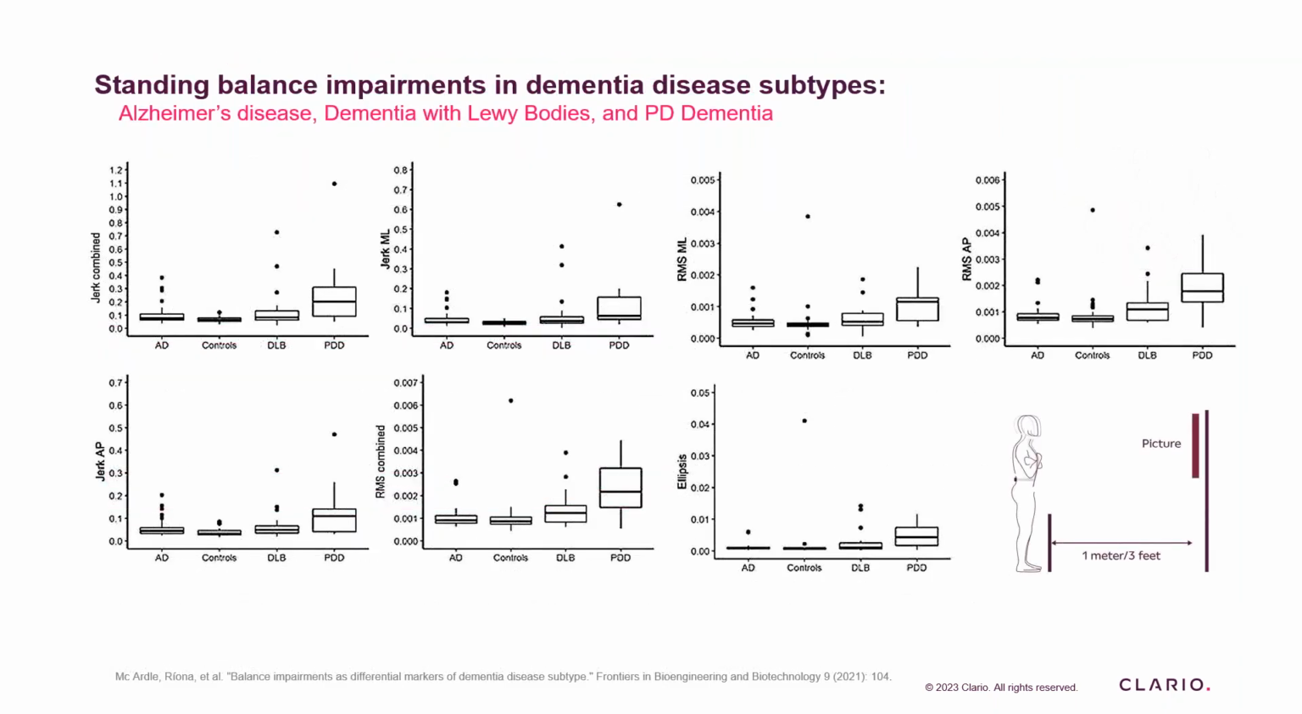So with those participants, as far as balance goes, we actually don't see as much of a difference in static balance, but we do see it more highly present in Parkinson's disease with dementia. So it's really important to assess not only walking, but also balance, right? There are different neurological pathways that contribute to both. So you want a comprehensive assessment of each. Next slide, please.